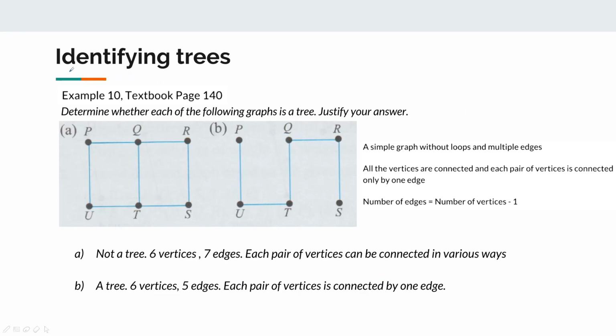Now the second one, more examples on identifying trees. Determine whether each of the following graphs is a tree. Now we'll try to go a bit faster on this one since I've explained in detail how to identify trees. A is not a tree because it has 6 vertices and 7 edges. It does not fulfill the requirement that the number of edges is equivalent to the number of vertices minus 1, and each pair of vertices can be connected in various ways. So yes, this is not a tree. Now B is a tree. It has 6 vertices and 5 edges, and each pair of vertices is connected only by one edge. So this is a tree, correct?